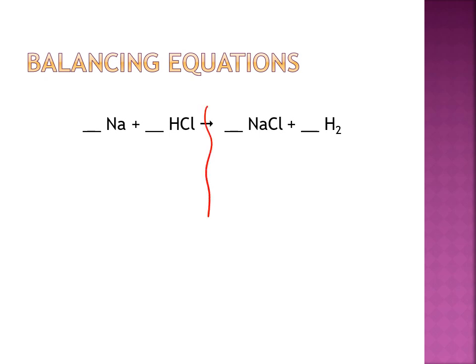So I'm going to take a little bit of a shortcut this time. If you don't like the shortcut, ignore it. Instead of listing out my reactants and products, I'm just going to count in the formula. So I see 2 hydrogens here, I need to put a 2 here. I now have 2 chlorines, so I'm going to put a 2 here. I have 2 chlorines, but I also have 2 sodiums. I'm going to put a 2 here.